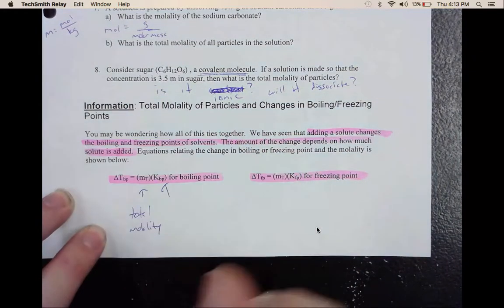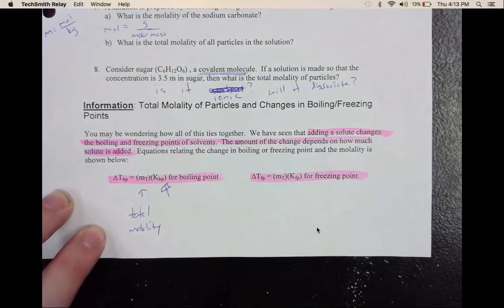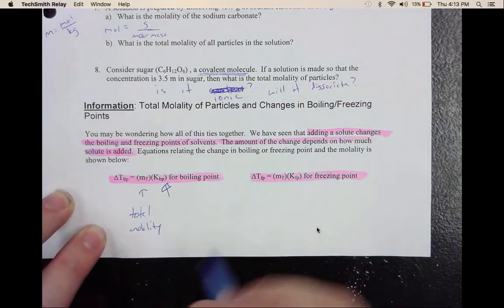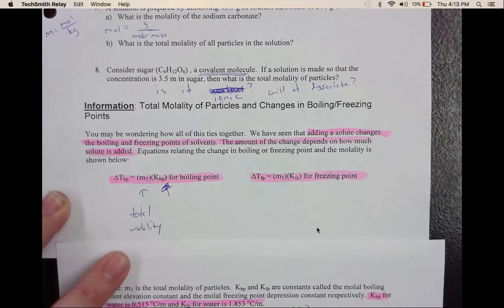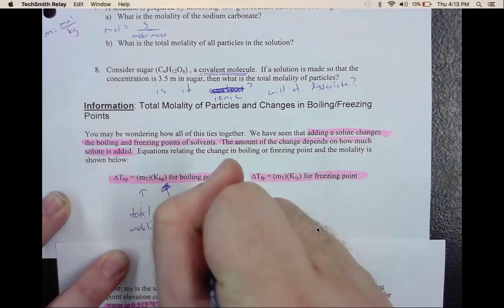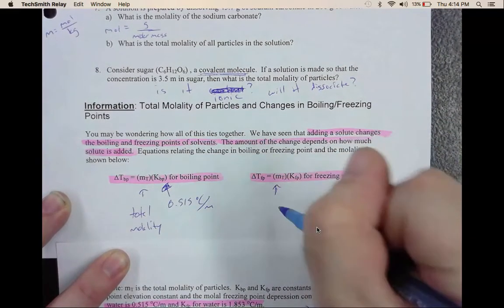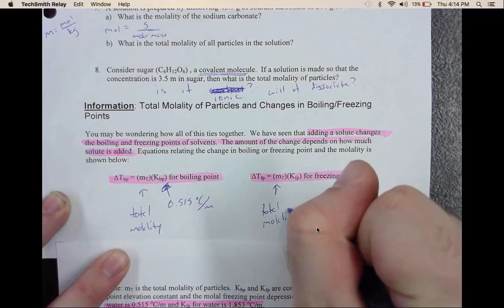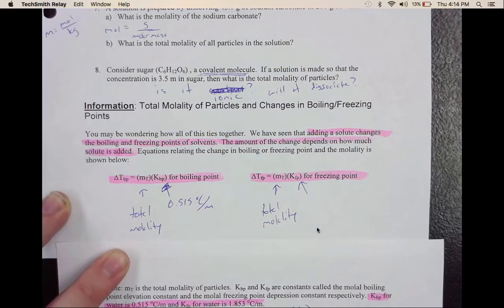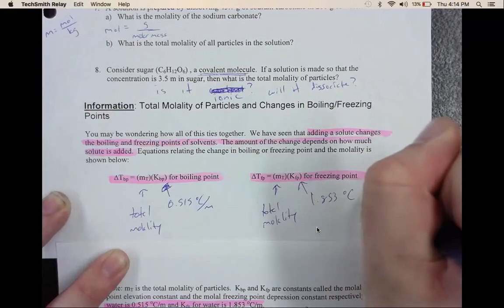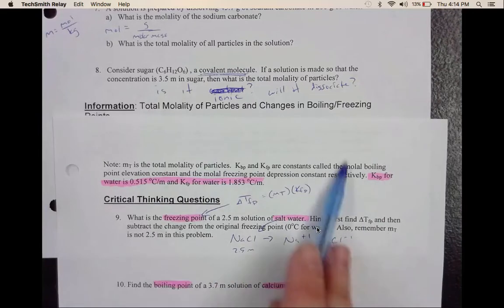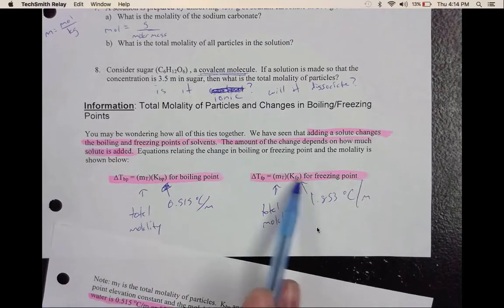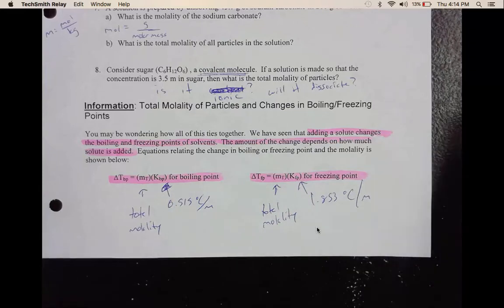And then Kb is a constant. It's the freezing point depression for water. Remember, guys, values will be given to you right here. I am just going to write them here so you don't have to keep flipping when you're looking. So then we'll have 0.515, and then same thing right here. This is total molality, and then our freezing point depression, 1.853 degrees C per molality. So that's kind of everything that's talked about in here. It just tells you what MT is and tells you what your freezing point depression and boiling point elevation constants are.